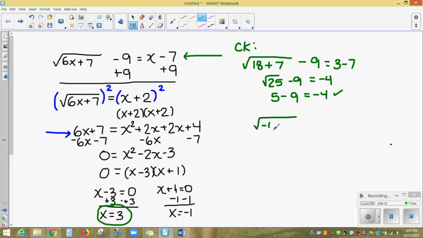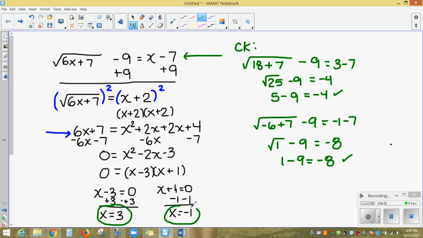When we plug in negative 1 for x, negative 6 plus 7, sorry, minus 9 equals negative 1 minus 7. This says the square root of 1 minus 9 equals negative 8, or 1 minus 9 equals negative 8. That's a true statement also, which means I get to keep both of these solutions. Both of them are solutions to the equation I was asked to solve.